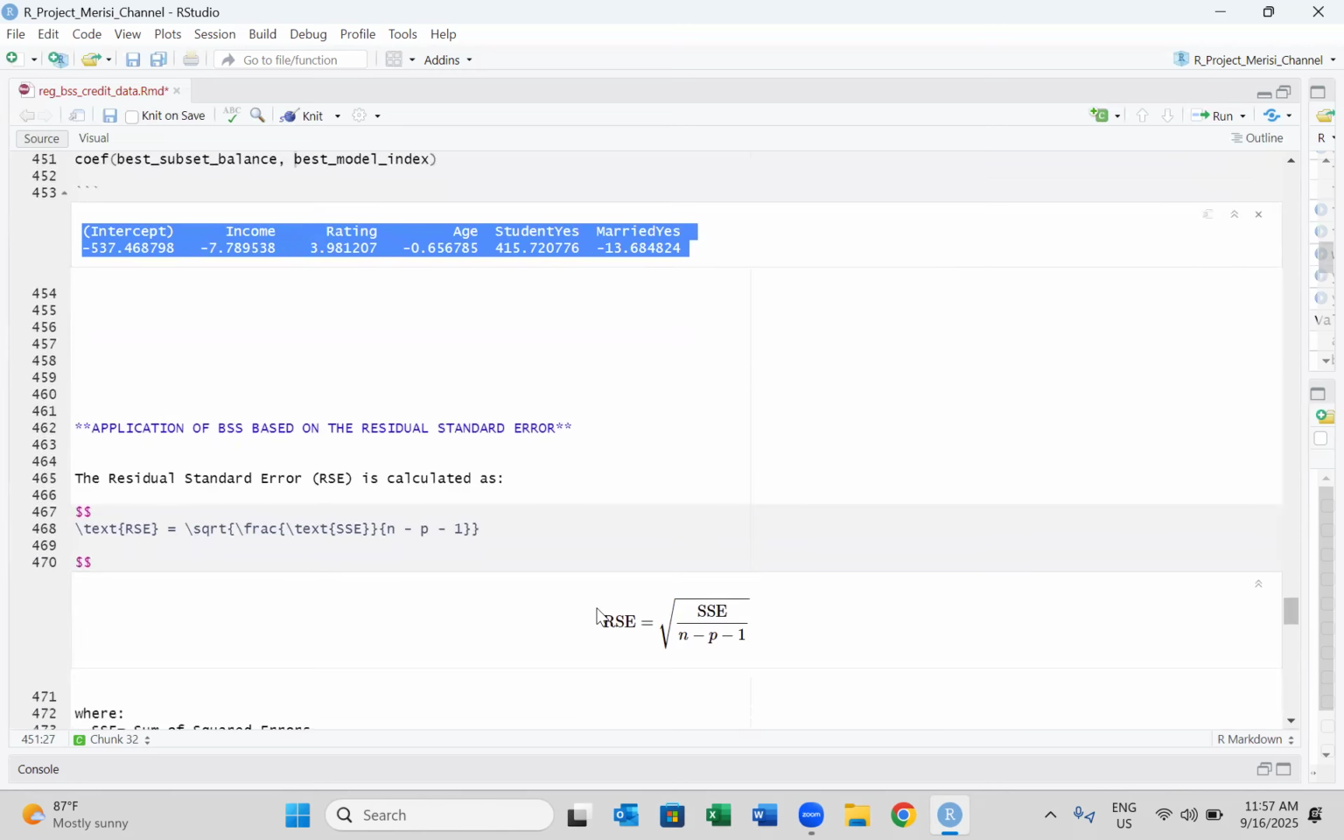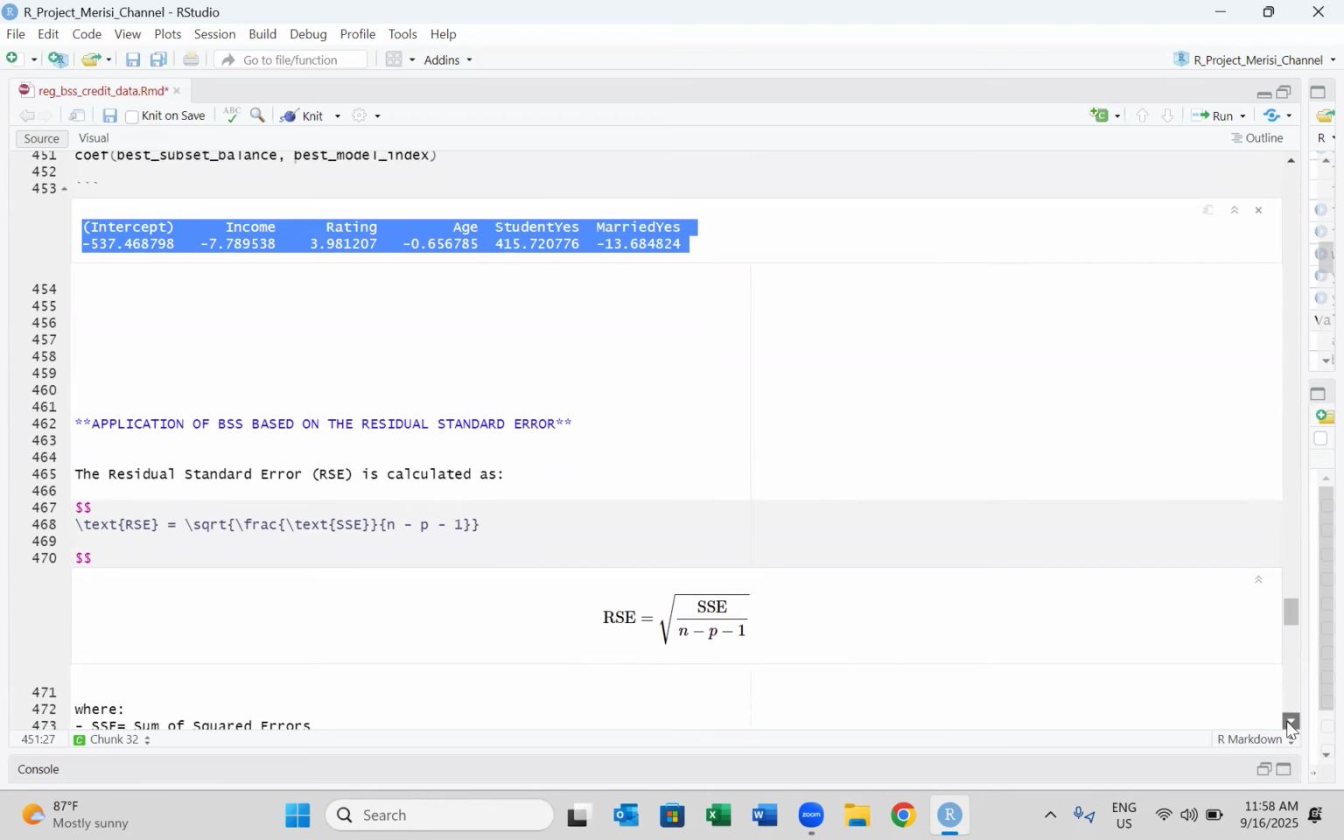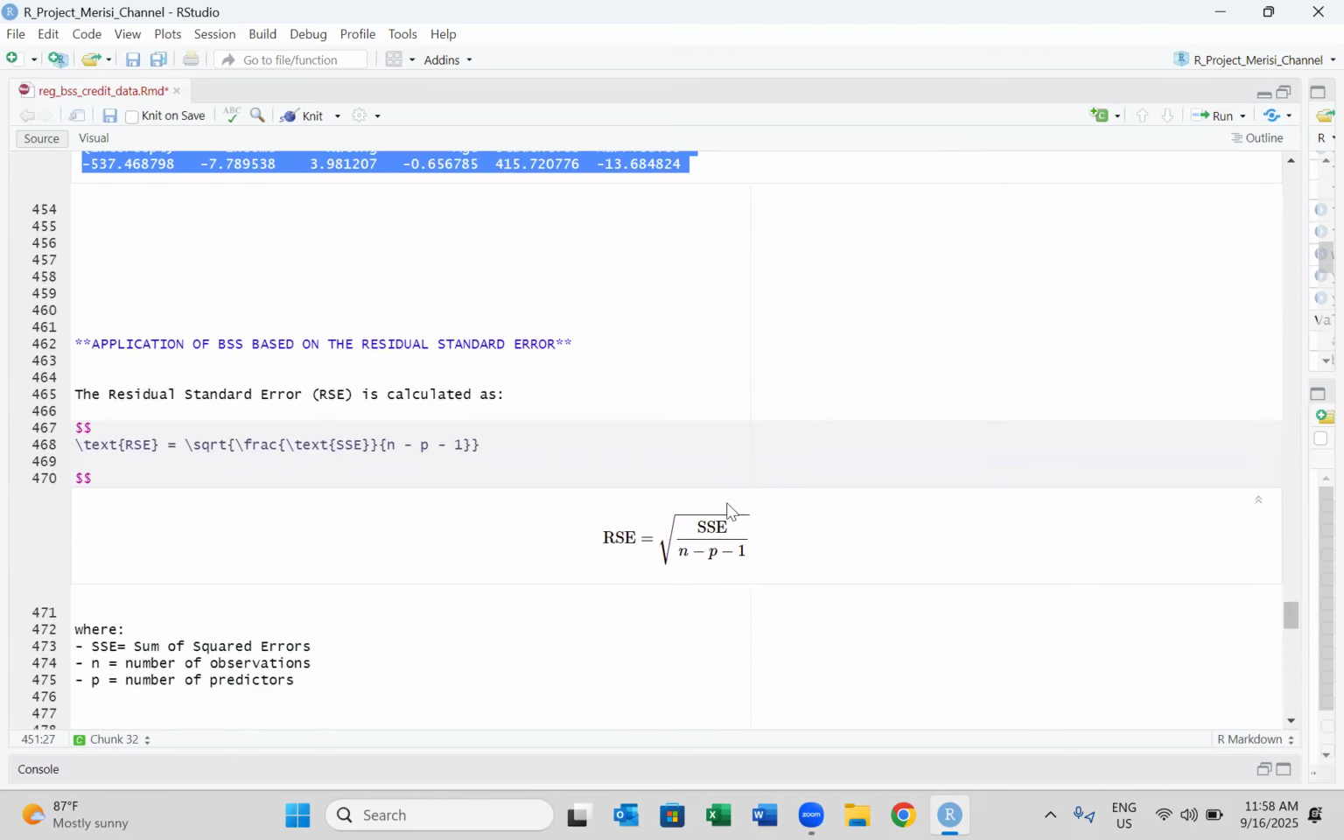Just a reminder that this is the formula of the residual standard error. I'm showing you the formula because unfortunately R does not give us RSE. When we apply best subset selection, R does not return RSE, so we need to compute it. As you can see, RSE is the square root of SSE divided by n minus p minus 1, where SSE is the sum of the square of errors, n is the sample size, the number of observations, and p is the number of predictors in the specific equation that you are considering.